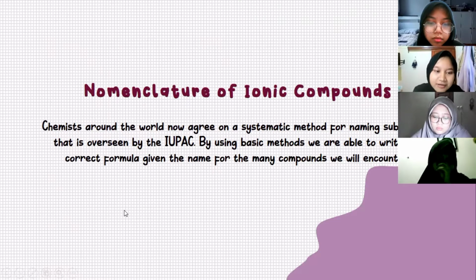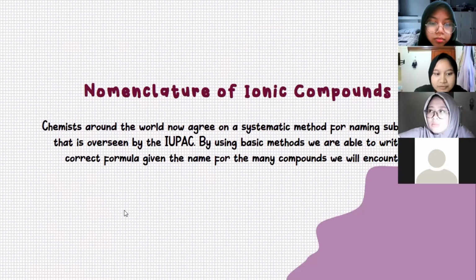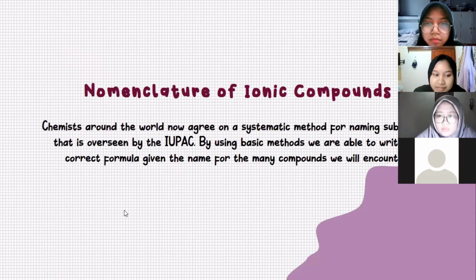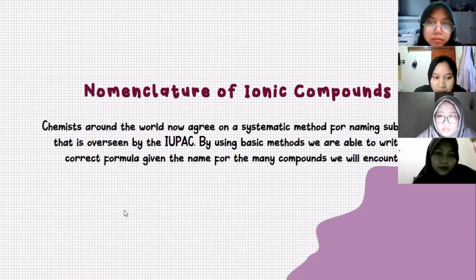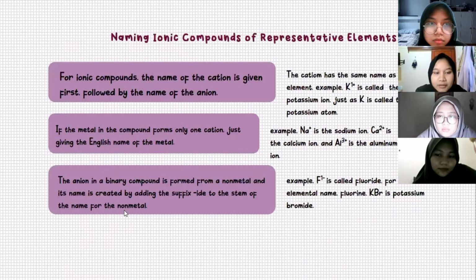Okay, thank you, Annaya. Okay, nomenclature of ionic compounds. Chemists around the world now agree on a systematic method for naming substances that is overseen by the IUPAC. By using basic methods, we are able to write the correct formula given the name for the many compounds we will encounter.